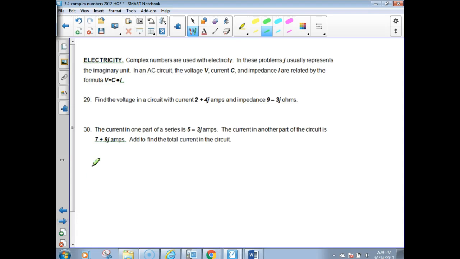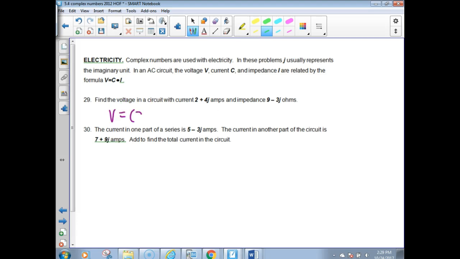All right, electricity: voltage is equal to the current times the impedance. Find the voltage in a circuit when the current is 2 plus 4j amps, and the impedance is 9 minus 3j ohms. Now, j stands for joules. You've seen that in science probably. All right, so let's find the voltage.